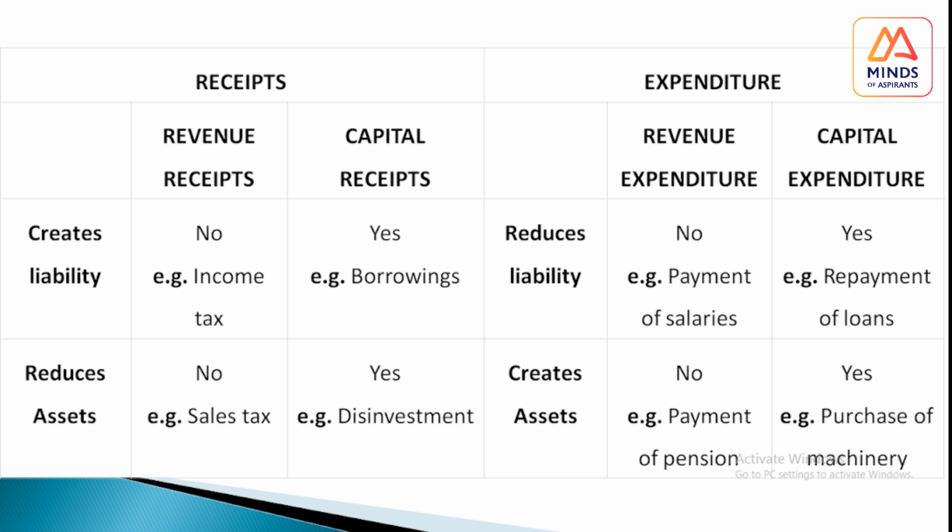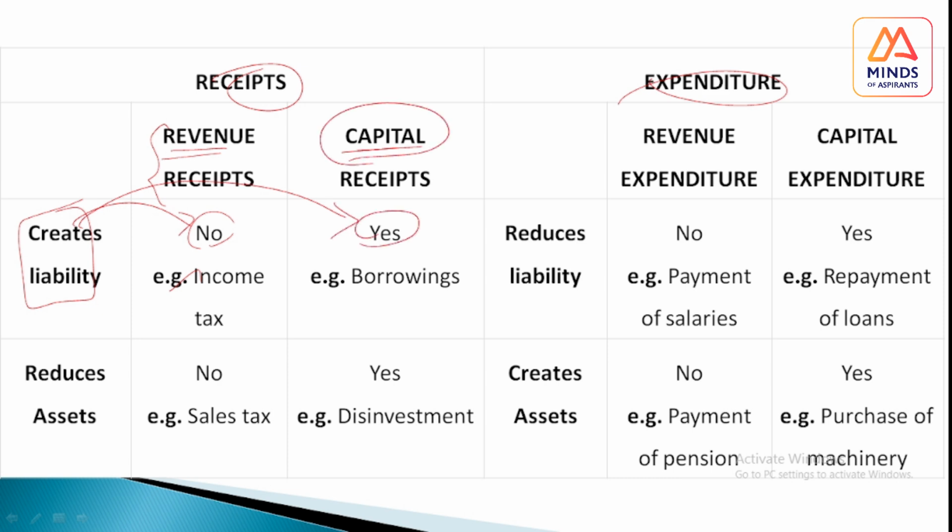Fine. Okay, this is the overall simplification of the concept, where we have classified the receipts and expenditure side. Does it create liability in revenue receipts? There is no talk of creating liability in the revenue account. For example, income tax. And in capital, does it have an impact on liability? Yes, obviously. The moment we see the name capital, it will surely have an impact on the liability side. An example is borrowing.